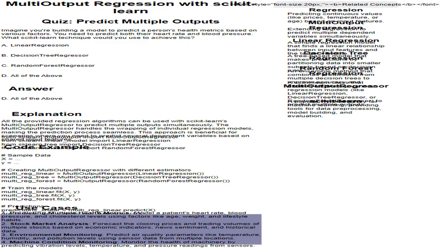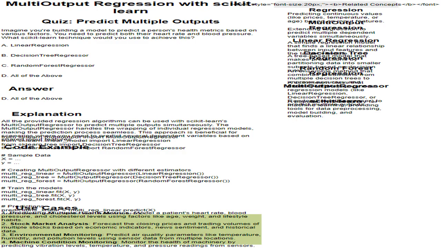Predicting a person's heart rate and blood pressure based on factors like age, weight, and activity level using a multi-output regressor with a linear regression model. A popular Python library for machine learning, providing tools for data preprocessing, model building, and evaluation. Using scikit-learn's random forest classifier to build a model that predicts whether a customer will purchase a product. Predicting multiple health metrics. Model a patient's heart rate, blood pressure, and cholesterol levels using factors like age, weight, and lifestyle habits.